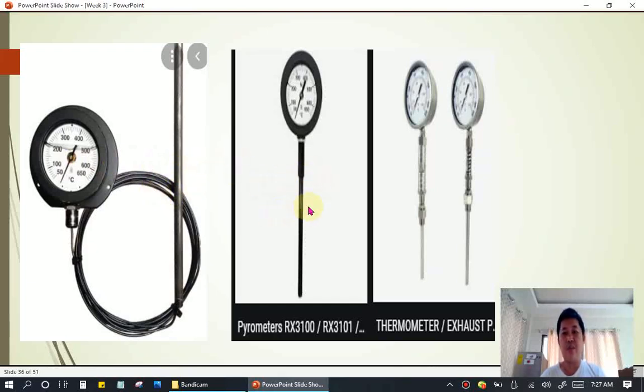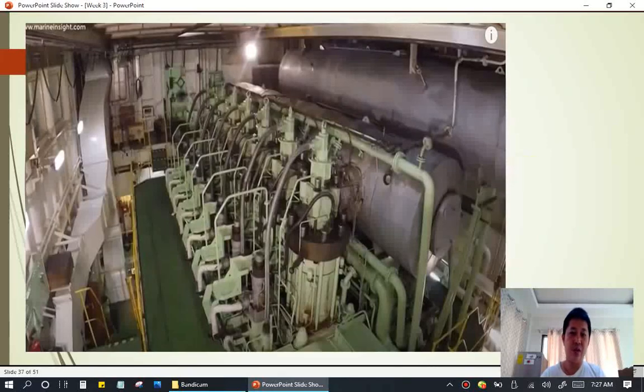As you can see here, this is your main engine of the ship. So your pyrometer is mounted here, on the individual exhaust pipe. Here there is an expansion joint for the bellows. Beside it, your sensors are mounted here on the wall. So that is the application of your pyrometer.